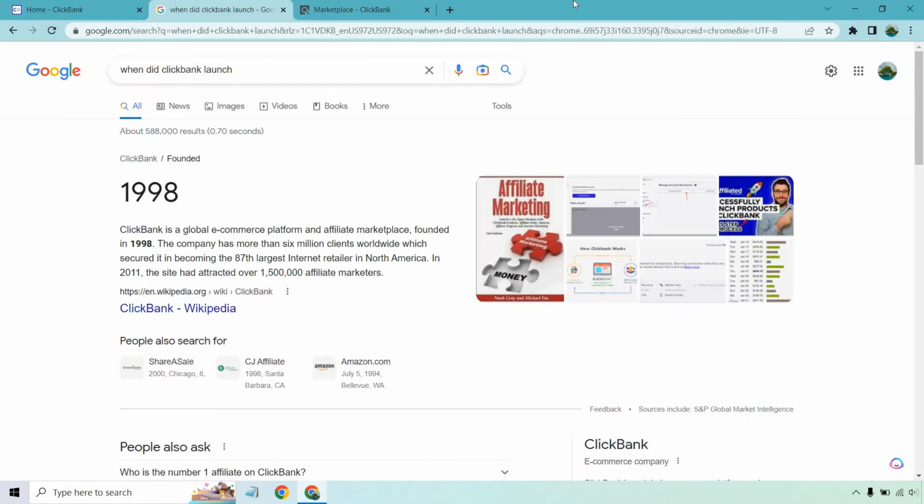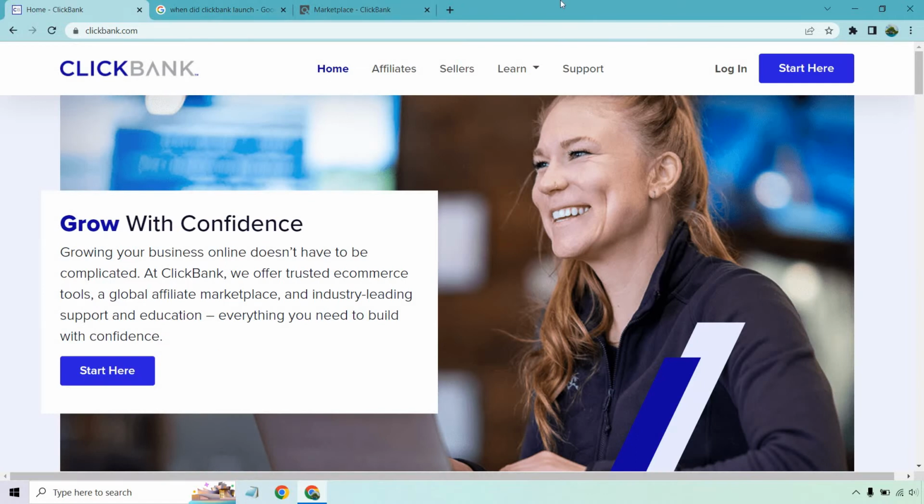So I searched for when did Clickbank launch, all the way back in 1998. It also says in 2011, the site had attracted over 1.5 million affiliate marketers. And I bring this up because I started online around 2012-ish, and even around that time, Clickbank was just so popular. I remember the biggest thing was making commissions with Clickbank. I loved it. I loved seeing those graphs, the colors of them. And funny, even fast forward to today, it's still just as popular and is still growing.